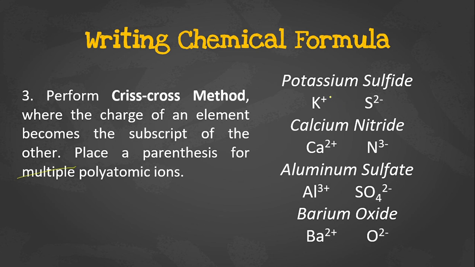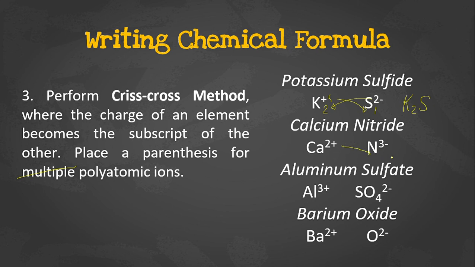So, pag nag-crisscross method tayo, di ba may 1 yan? Okay. So, ito yung magiging subscript ngayon ni sulfur. So, 1 na siya. Itong 2 naman ni sulfur, magiging subscript naman ngayon ni potassium. Therefore, the chemical formula for potassium sulfide is K2S. Hindi na natin lalagay yung 1. Automatic na yon. Okay, next. Calcium. Yung charge niya na positive 2, magiging subscript ni nitrogen.